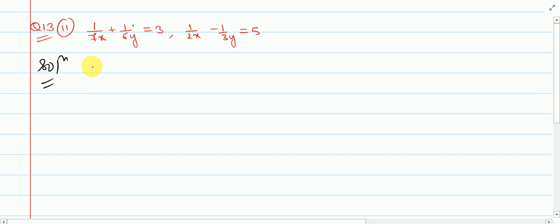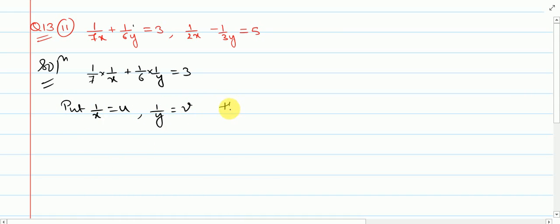So copy the first one. So we get, now this 1 upon 7x can be written as 1 by 7 into 1 by x, yes or no? And this can be written as 1 by 6 into 1 by y, and this will be 3. Now what we'll do is put 1 by x equal to u and 1 by y equal to v. Then we get 1 by 7u plus 1 by 6v is equal to 3.